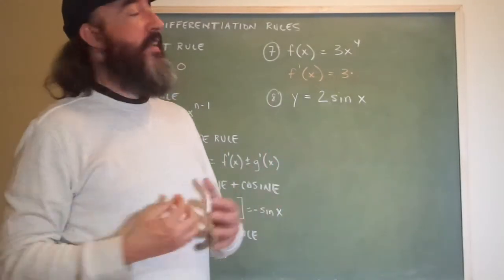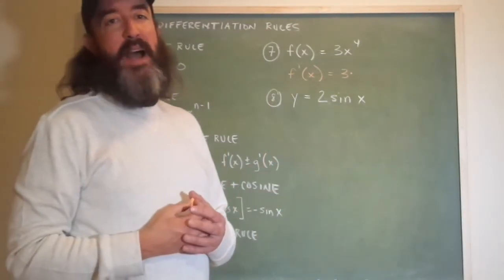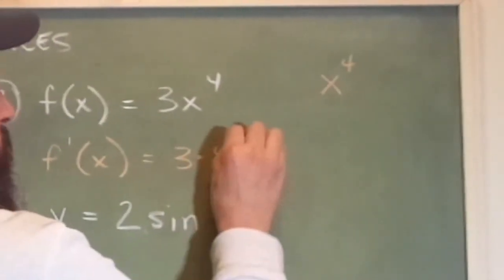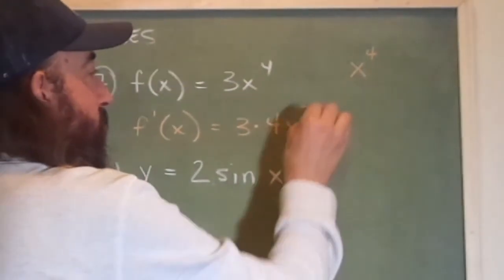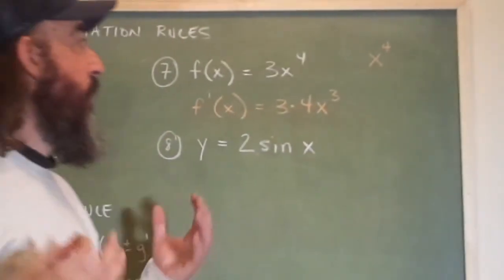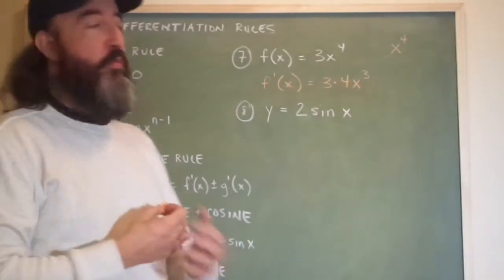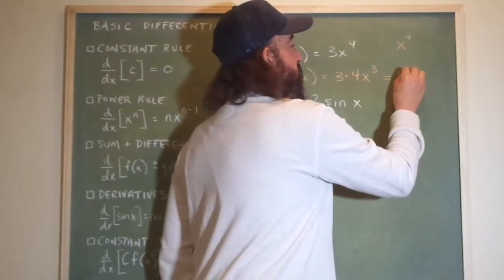And to get the derivative of x to the 4, we can use the power rule. To get the derivative of x to the 4, I'll put the 4 in the front, so it's going to be 4x, and then I'm going to subtract 1 from the power. That would be 4x cubed. So our f prime of x would be 3 times 4x cubed, or f prime of x would be 12x cubed.